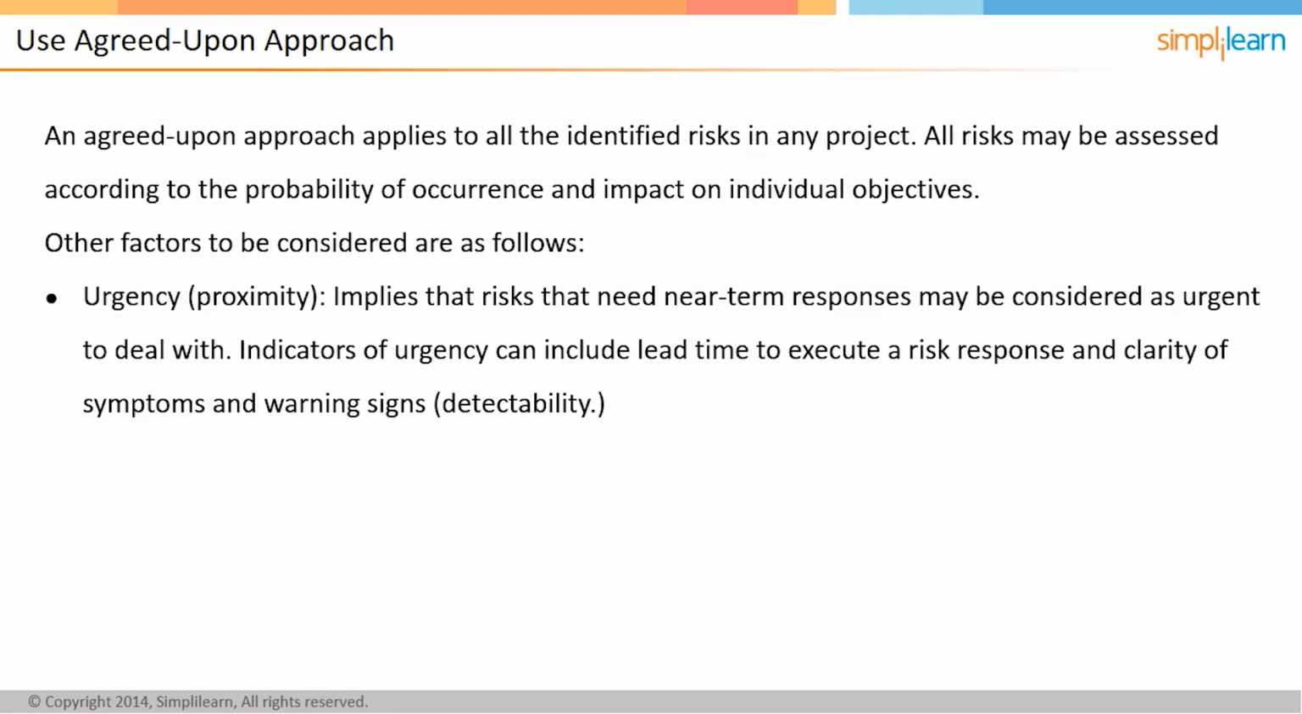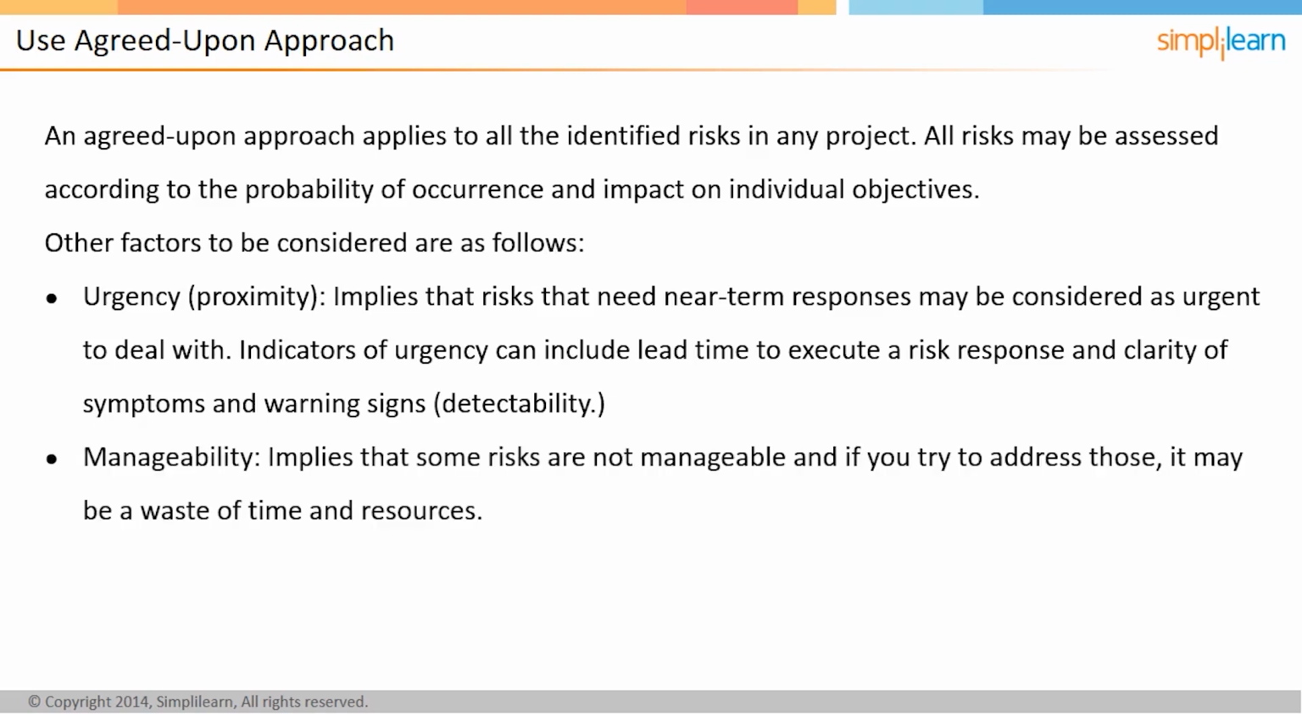Indicators of urgency can include the lead time to execute a risk response and clarity of symptoms and warning signs or detectability. Here, lead time is advancing an activity. Manageability implies that some risks are not manageable, and if you try to address those, it may be a waste of time and resources. The project team may decide whether to go forward and perhaps establish a contingency reserve or to stop or rescope the project, as these risks may be an unmanageable threat or an opportunity.